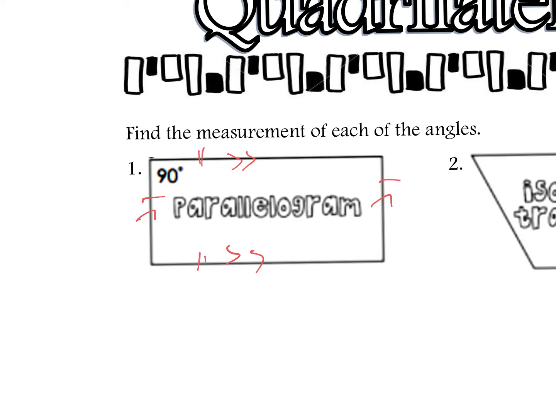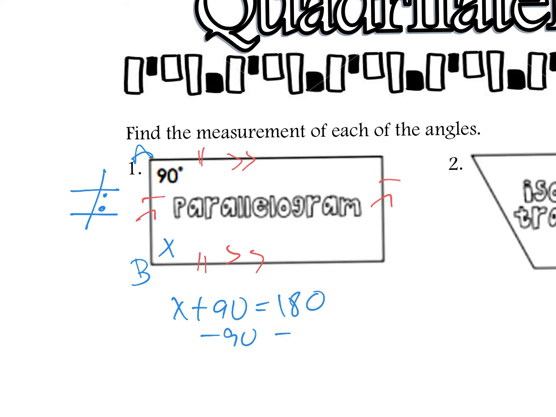So if I think about it, these two angles, angle A and angle B, are supplementary because they're same side interior angles. Here's my parallel lines, here's my transversal. These two on the inside add up to 180 degrees. So I have x plus 90 equals 180 degrees. Subtract 90, x equals 90. So this angle right here is 90 degrees.